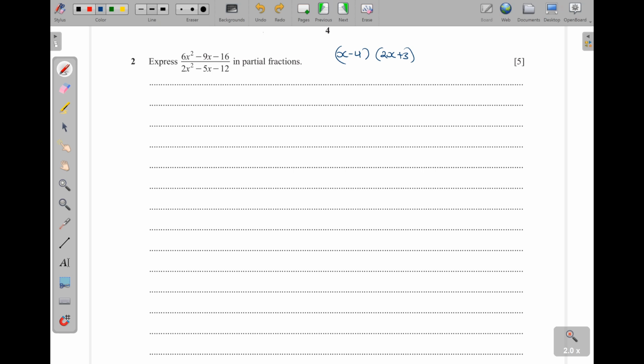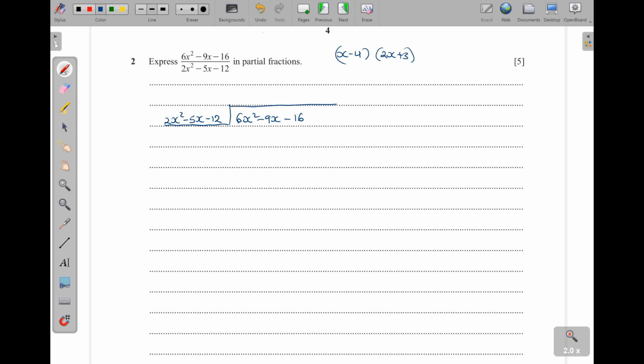So we use long division. Okay, so we are going to have 6x squared minus 9x, then minus 16. And then here you have 2x squared minus 5x minus 2. It should be noted that if the degree of the numerator is greater or equal to the degree of the denominator, you first long divide, okay, to get a proper fraction.